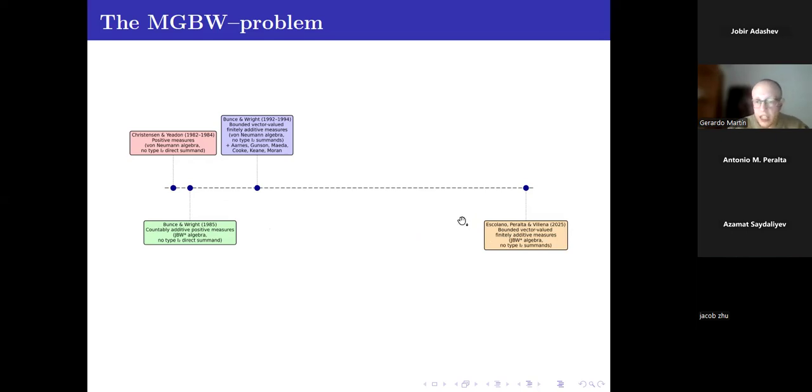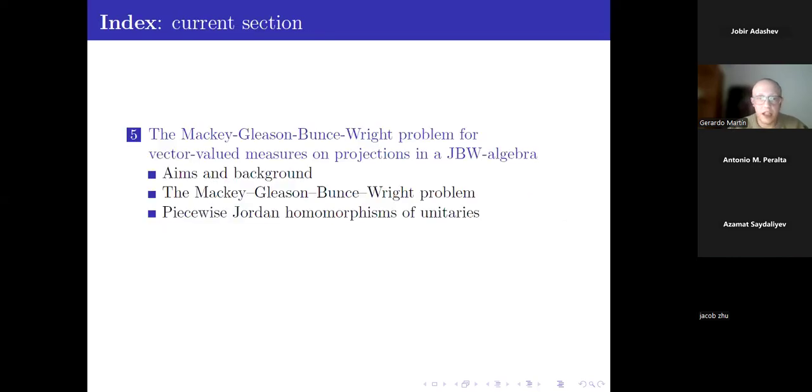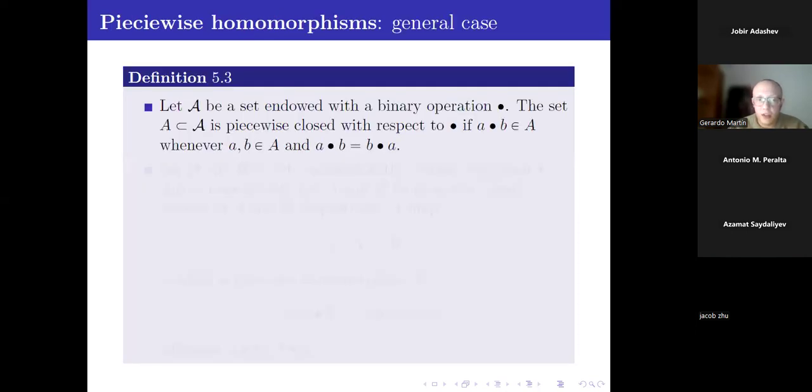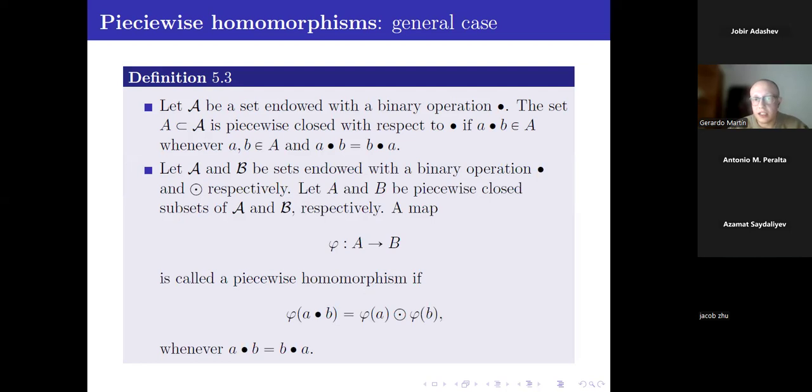So, and we expect that, with this new result, we obtain many new consequences, and we can obtain new results for GBW star algebras. For example, one of the applications of this new result is the piecewise Jordan homomorphisms of unitaries. First of all, let me define what is a piecewise map in the associative setting.